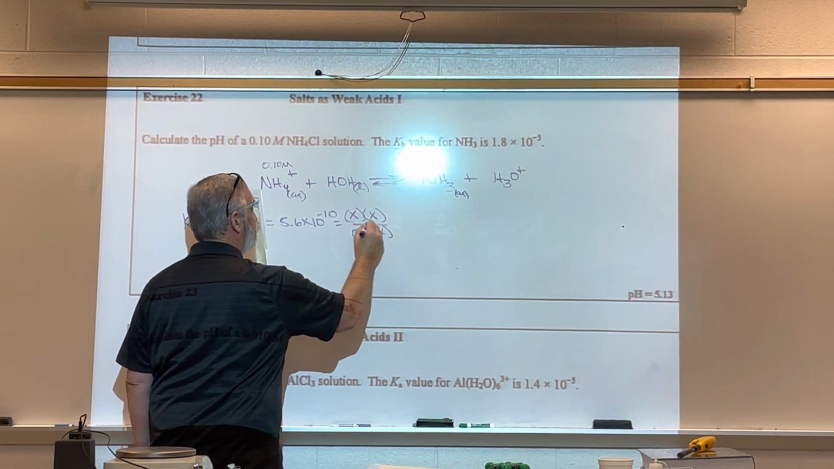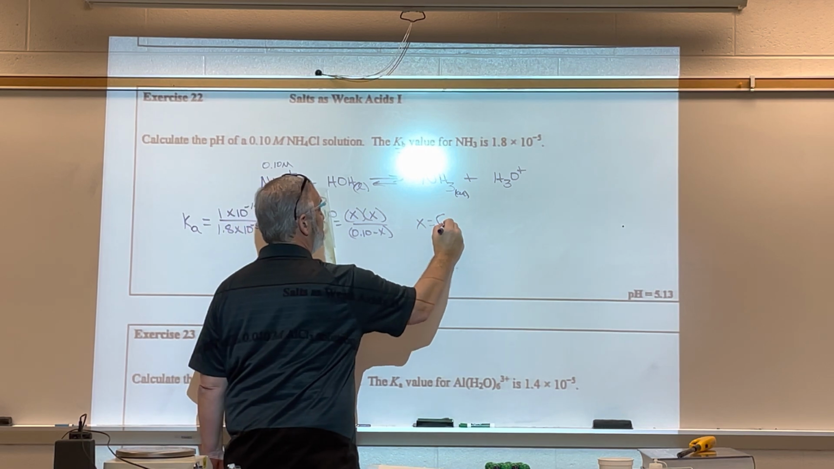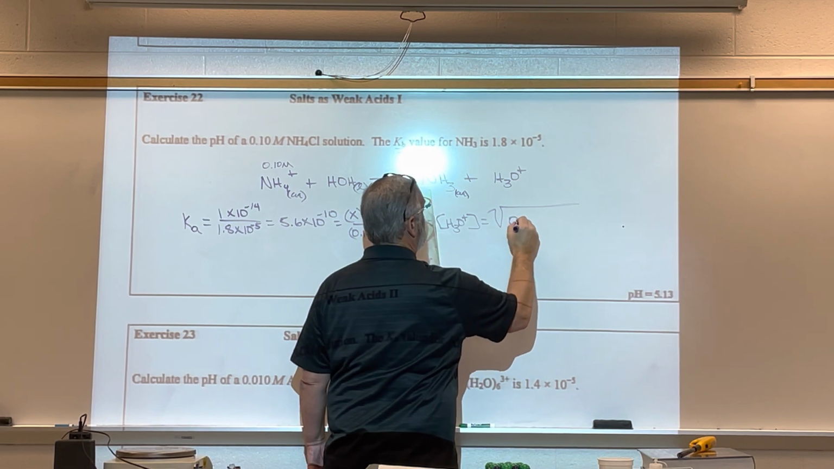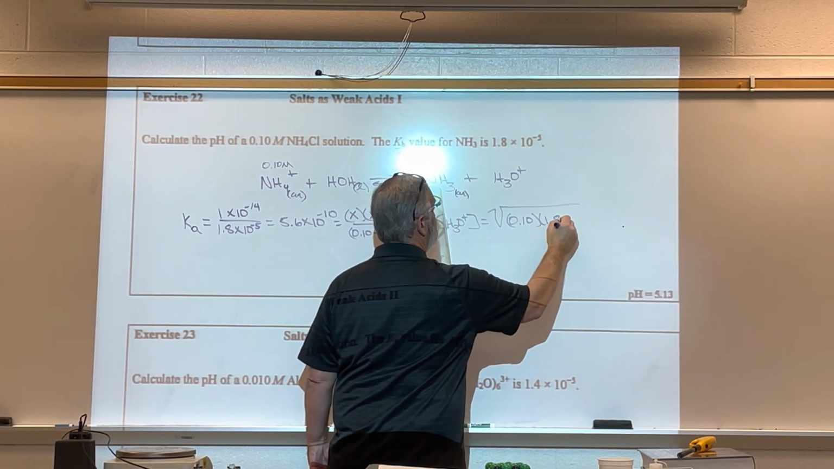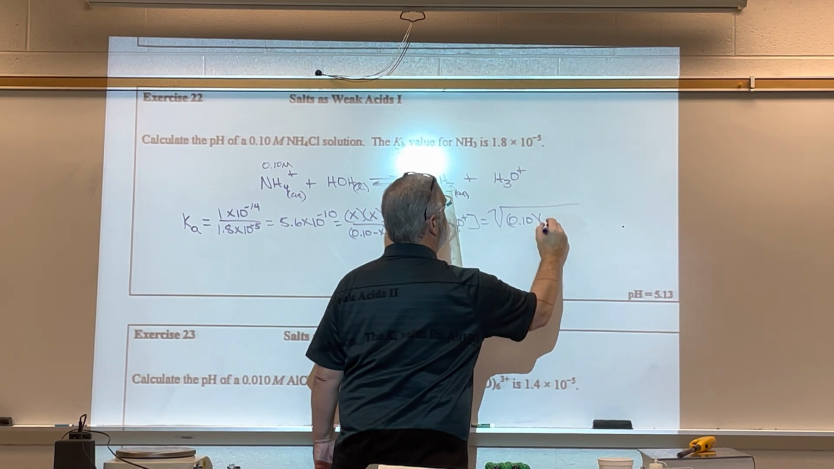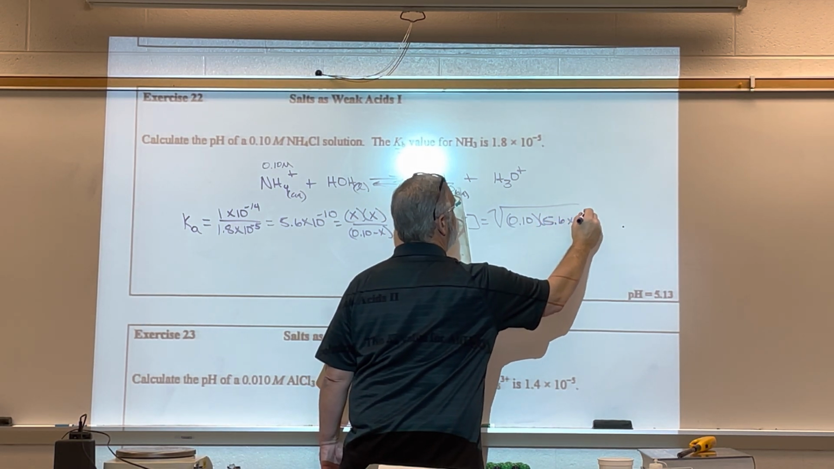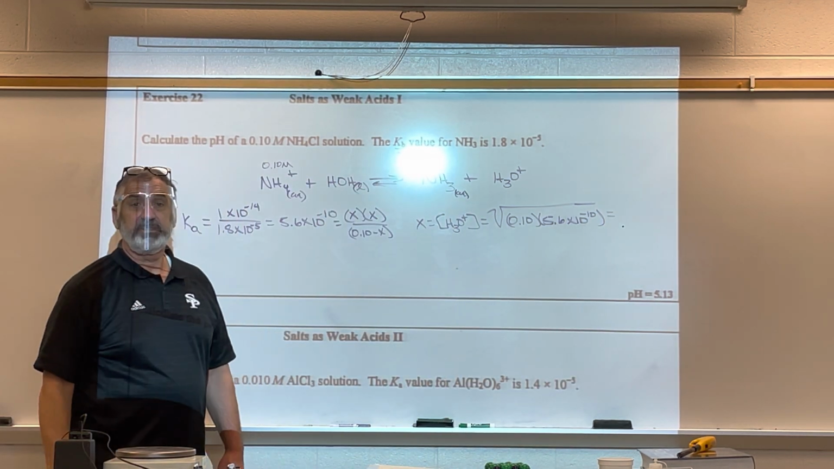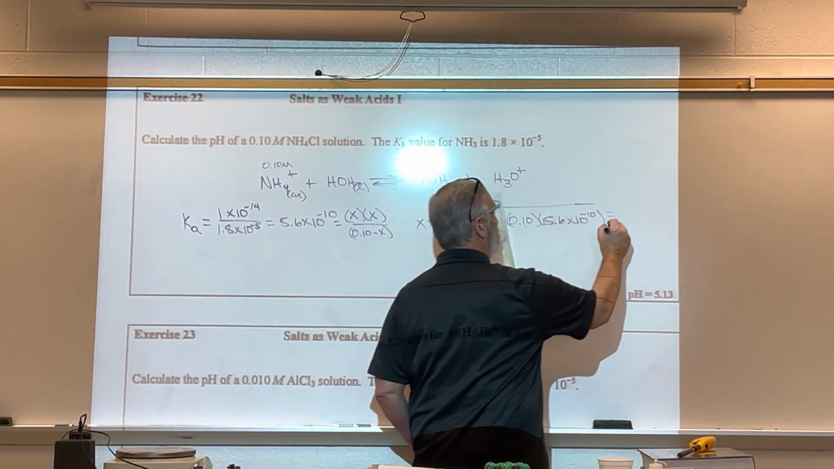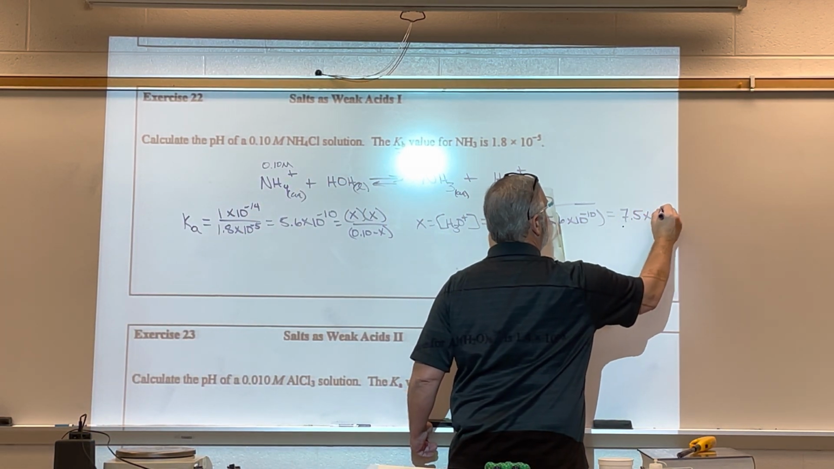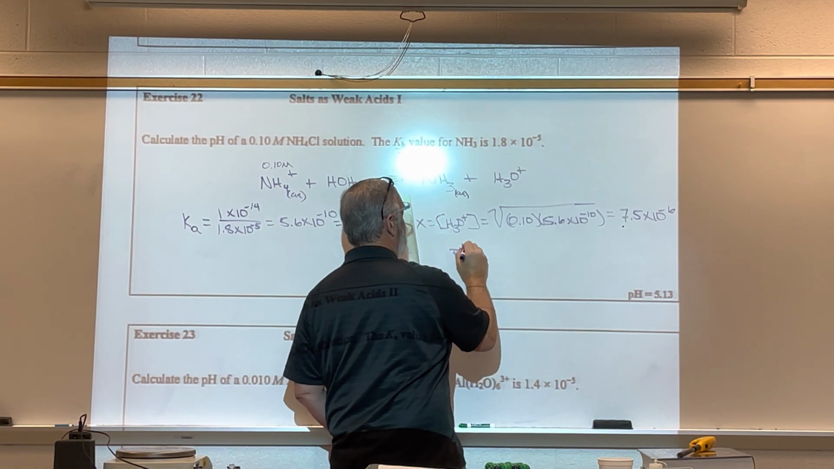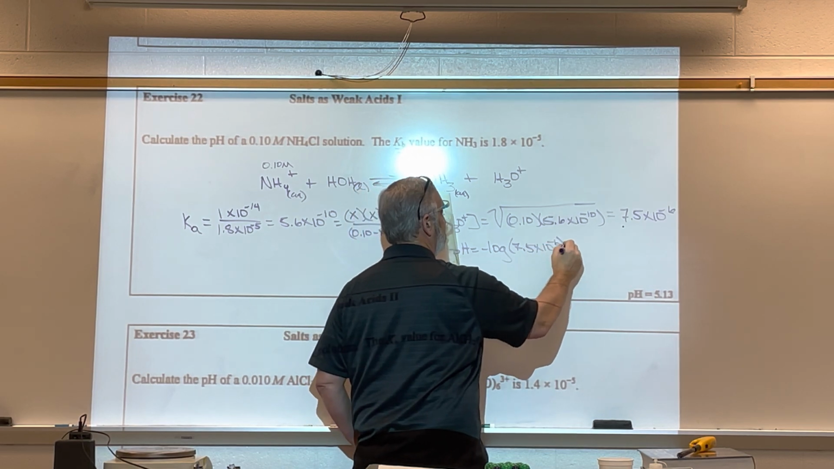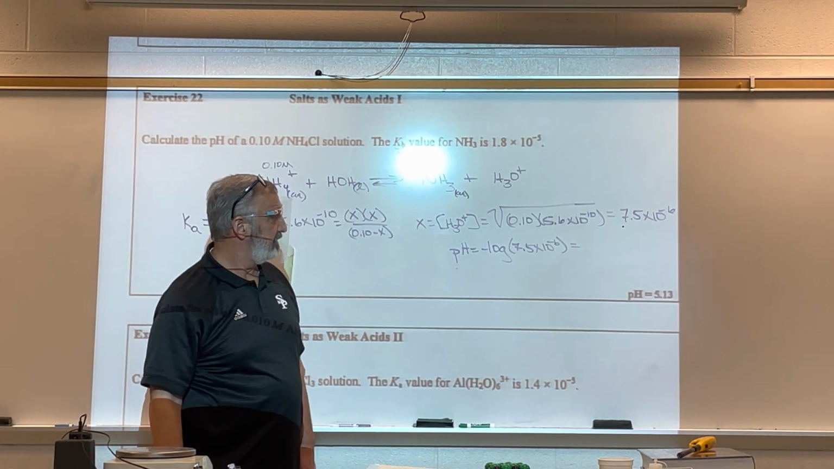0.1 minus x. So x is equal to H3O plus, which is equal to the square root of 0.1 times 5.6 times 10 to the minus 10. And H plus equals 7.5 times 10 to the minus 6. So therefore the pH is equal to the negative log of 7.5 times 10 to the minus 6, which is equal to 5.13.